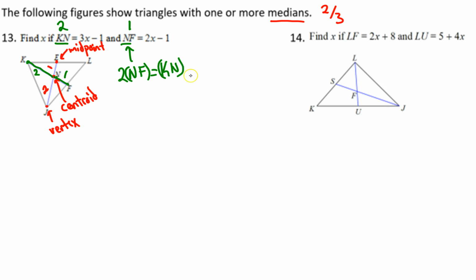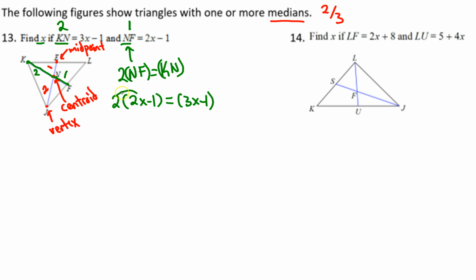And then from there, all I need to do is write an equation that says that. So I'm going to say 2 NF's, in this case NF is 2x minus 1. Notice I'm putting this in parentheses, it's very important that you do that, is equal to 1 of those KN's, 3x minus 1. So now from here we've got an equation that has just that variable x in it, so we can just solve that equation for x, because that's what we want to find, x.